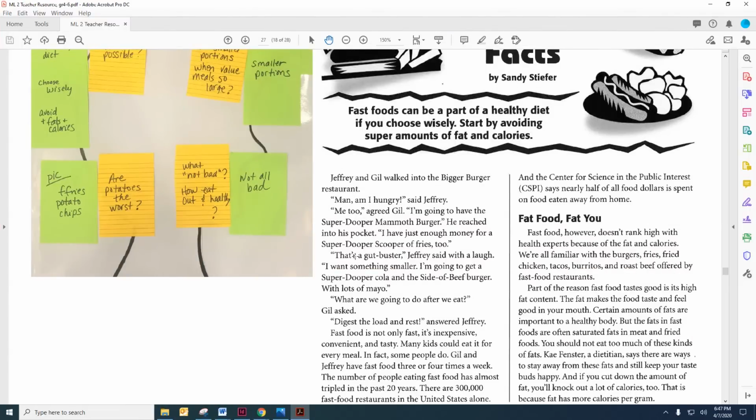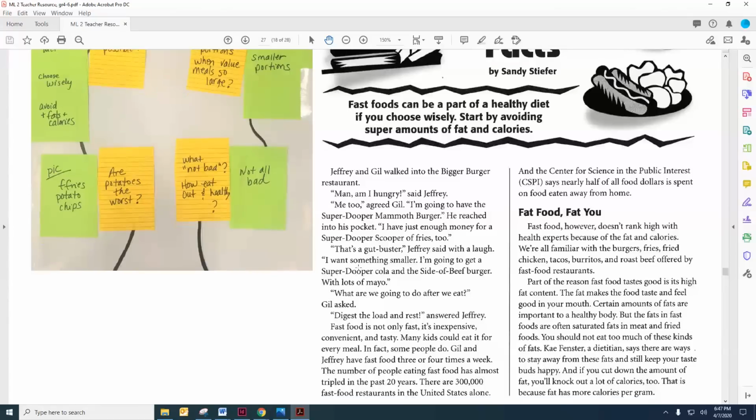"That's a gut buster," Jeffrey said with a laugh. "I want something smaller. I'm going to get a super duper cola and the side of beef burger with lots of mayo. What are we going to do after we eat?" Gil asked. "Digest the load and rest," answered Jeffrey.